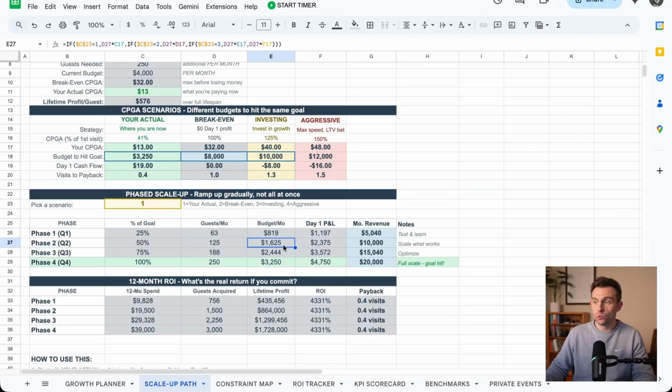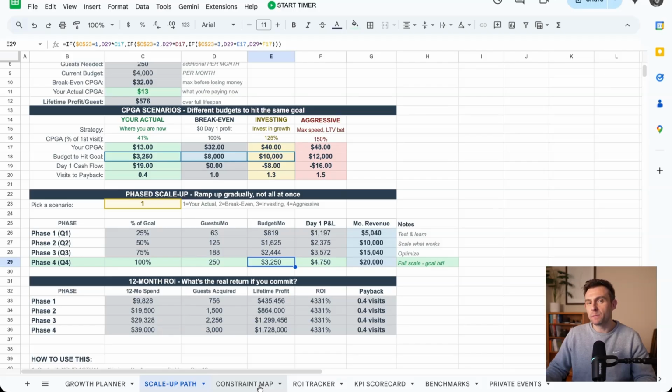In phase two, we scale what works. Phase three, we optimize. And then at phase four, we're at the actual budget that is necessary to reach your target. Each phase shows you exactly how many guests you'll get and what you'll spend. This is how you grow without ad spend sticker shock and without betting the farm on something unproven.